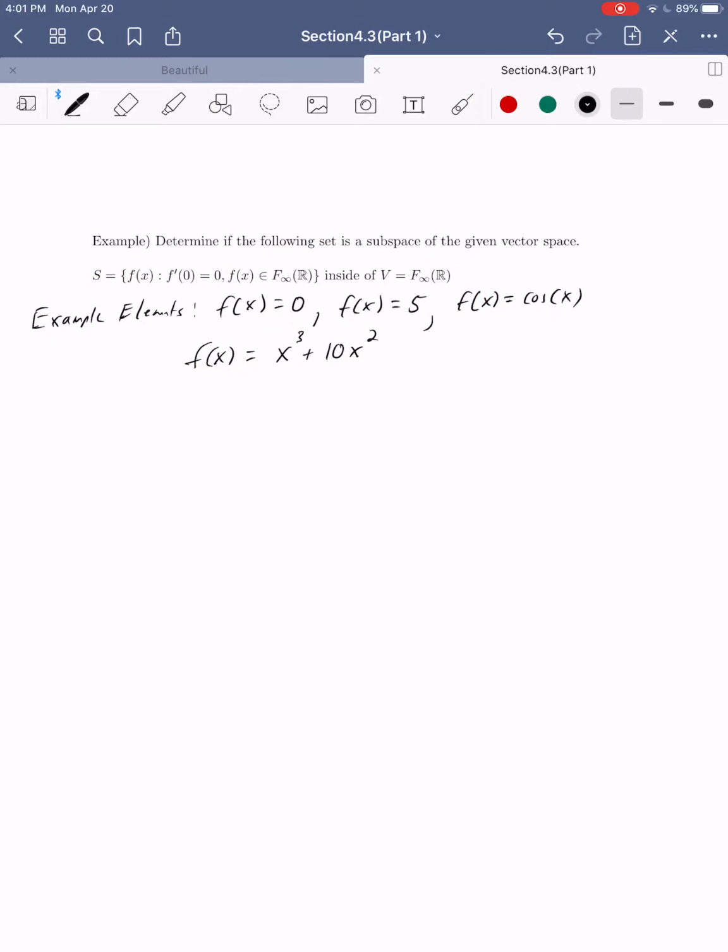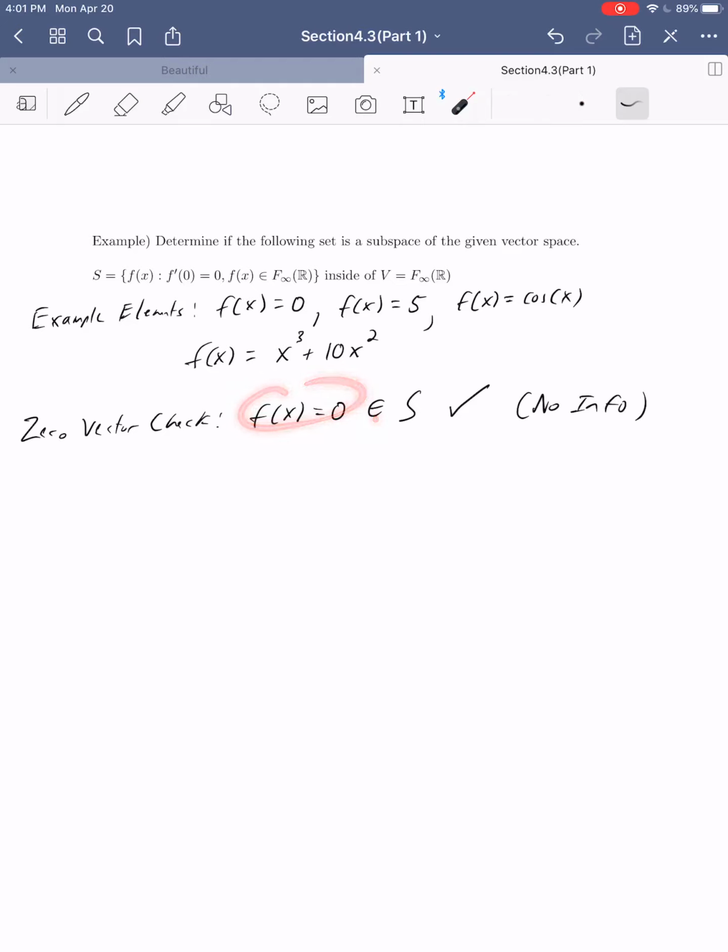Okay. Now let's do that 0 vector check. Well, what is the 0 vector in this space? Well, it's the 0 function, and we already realized it's in there. Right? F of x equals 0 is an element of S. Check. So, again, no info from the 0 vector check. But again, remember, if this guy was not in there, we'd already be done. We'd already be able to say it's not a subspace and get to move on. So it is always worth doing this 0 vector check right at the beginning.